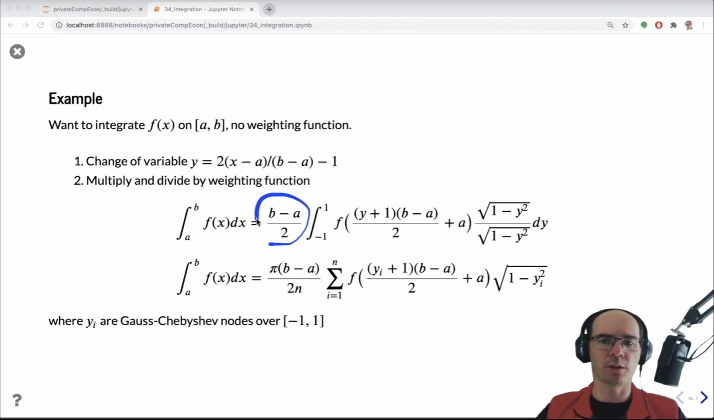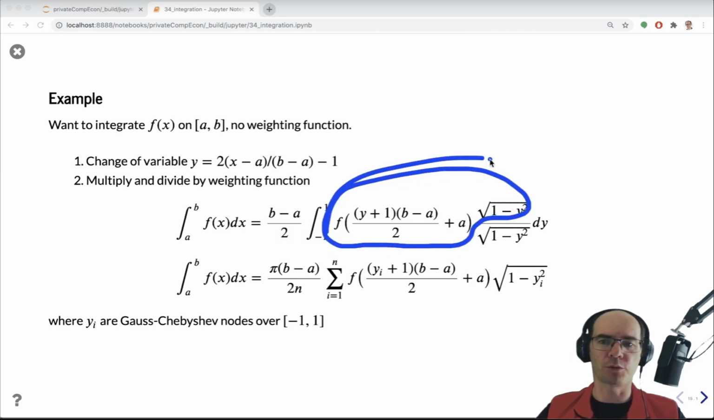We get a coefficient outside of the integral, and we are now calculating the f of this expression. And then we just divide and multiply with the weighting function. Now this is the weighting function in the Chebyshev. So now we can think of this as our function of interest.